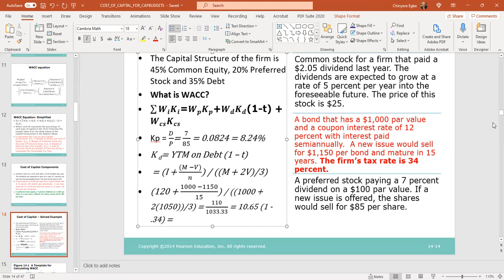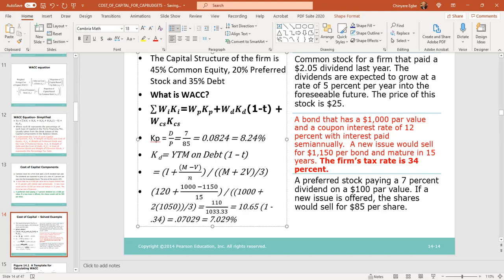I got 7.029. Is that correct? Yes. 10.65 times 0.66 is 7.029, which is 0.07029, or 7.029%. All right, so that is our cost of debt. That is our cost of debt.